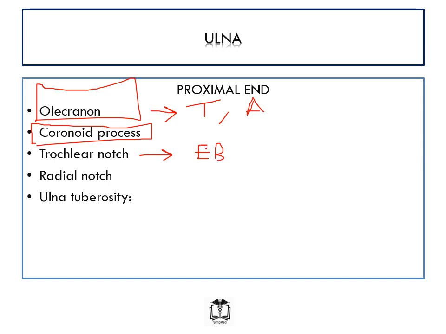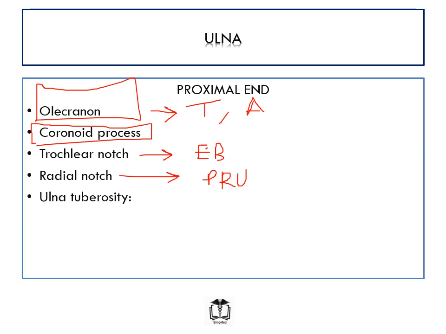Then we have the radial notch. The radial notch is a very tiny notch at the lateral side of the ulna, rather. This notch tends to be the site of articulation between the radius and the ulna, forming a joint we call the proximal radioulnar joint. The proximal radioulnar joint is one of the types of radioulnar joints found in the upper limb, and that joint is formed by the union of the head of the radius and the radial notch of the ulna.